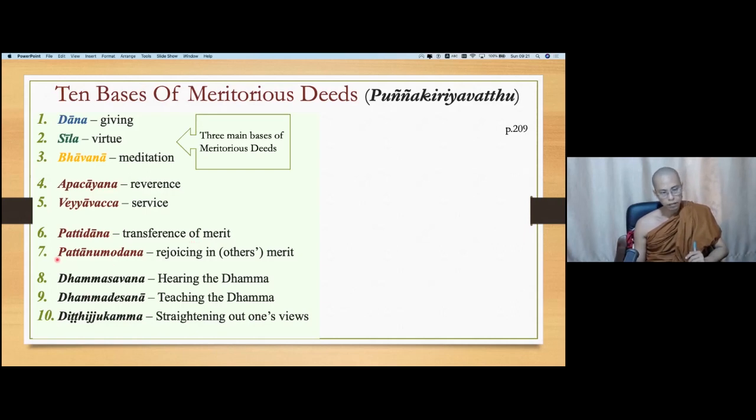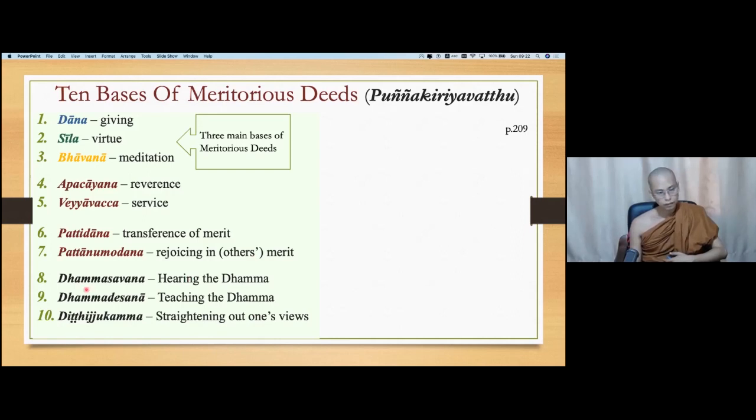Then number 7 is pattanumodana, rejoicing in others' merits. So when other people share their merits, you rejoice, reciting sadhu, sadhu, sadhu. That is called pattanumodana. Especially it refers to when they are shared, we say sadhu, sadhu. But it can be done for rejoicing although they don't share their merits. When you see someone doing good, you can rejoice by yourself. Sadhu, sadhu, sadhu. So that is pattanumodana. It is not necessary to be shared by the doer.